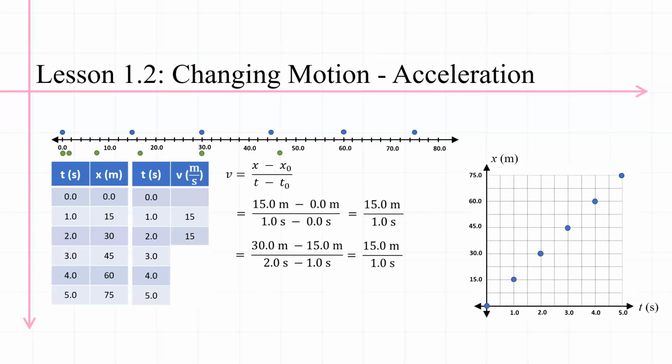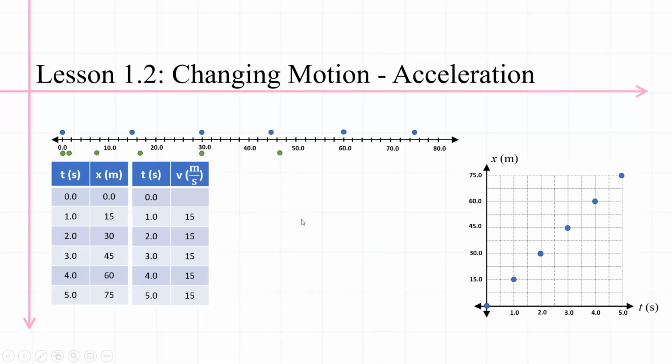I can do that for the third second. Again, it's 45 meters minus 30 meters. That's my change in position. My change in time is 3 seconds minus 2 seconds, or 1 second, 15 meters per second. And now you've picked up on the pattern. Because this is a straight line on a position time graph, my velocity is going to be constant. It's a constant 15 meters per second. And I verified that by doing all the calculations here. So what about our green car?